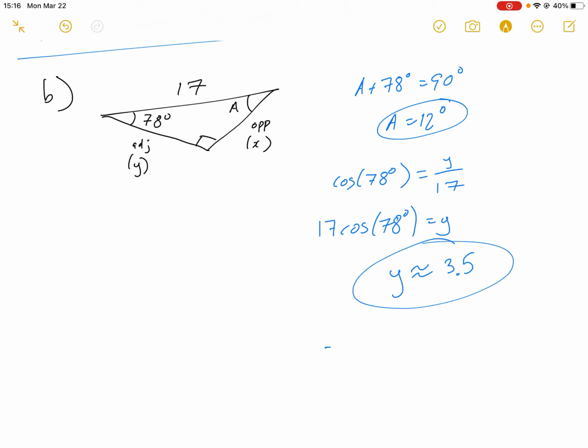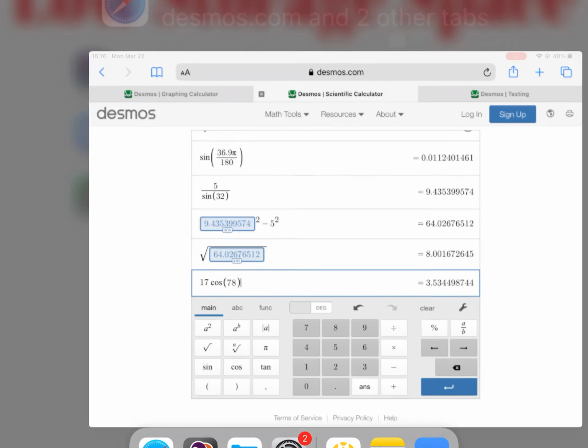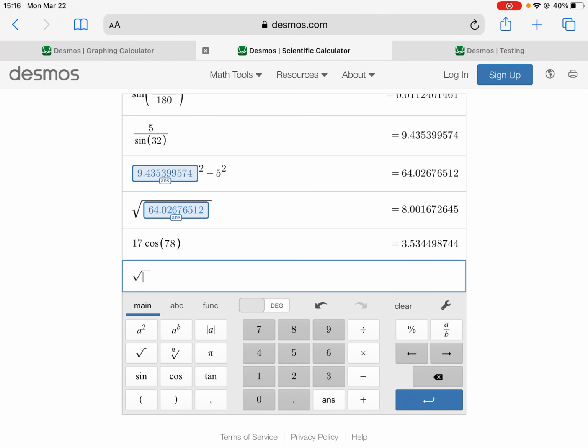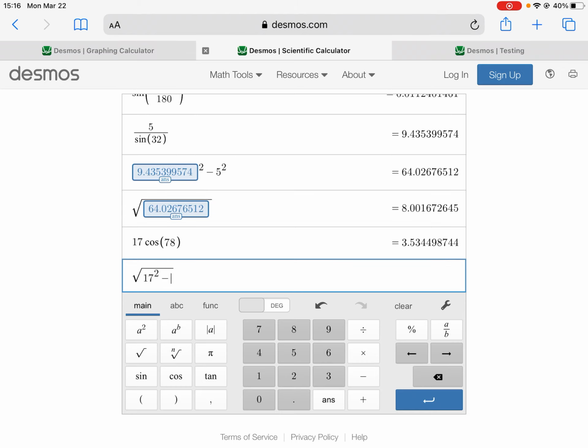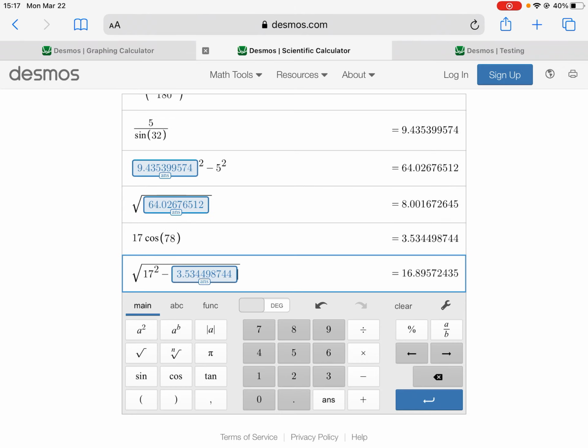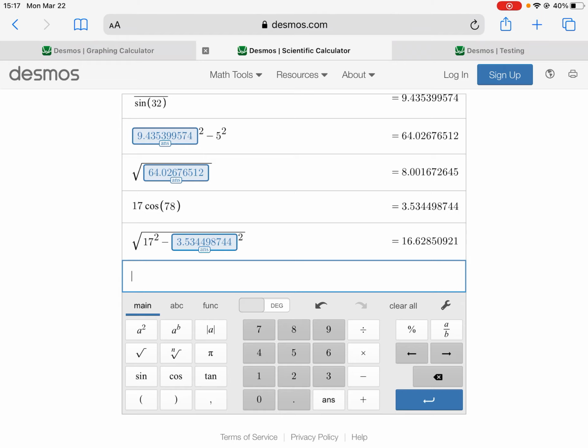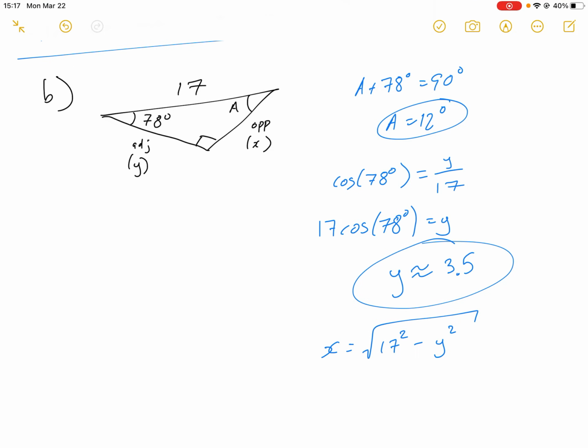And then to get x, I'm just going to use the Pythagorean theorem: 17 squared minus y squared. So the square root of 17 squared minus y squared, I'm just going to use that answer button, gives me about 16.6 in this case.